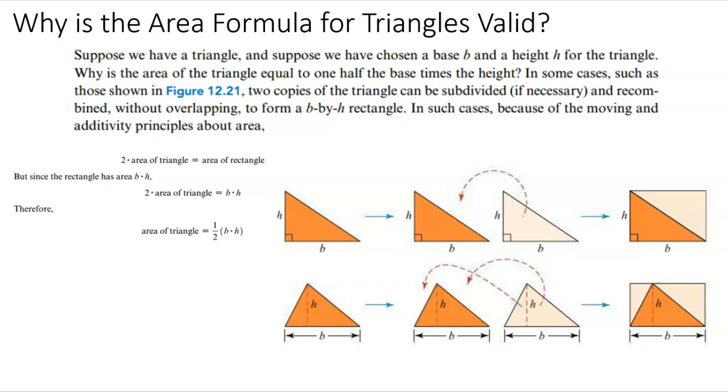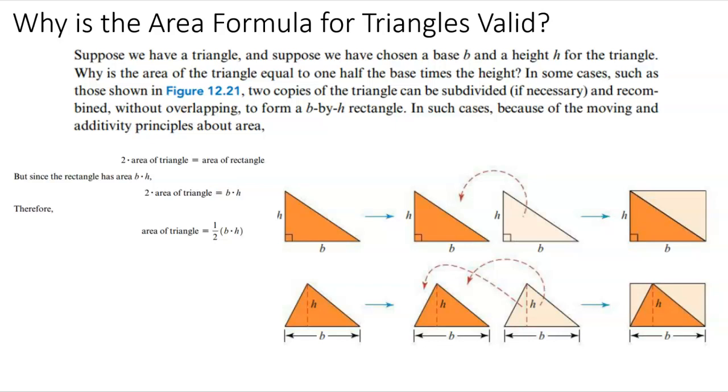So why is the area formula for triangles valid? Suppose we have a triangle, and suppose we have a chosen base B and a height h for the triangle. Why is the area equal to 1/2 the base times the height? Now, in some cases, we can see that 2 copies of the triangle can be subdivided and recombined without overlapping to form a B by H rectangle.